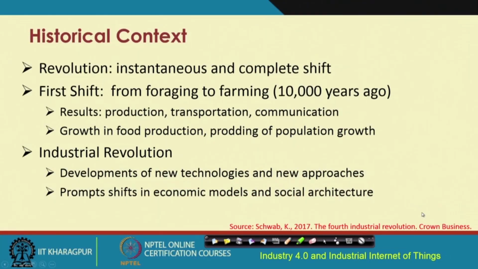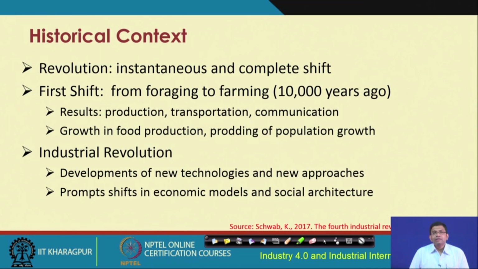So, revolution, as you know, the English meaning of this term is basically some kind of shift, some abrupt change that is required in order to transform the way things have been happening to something which is completely different, an abrupt change in the way things are being done. So, that is the revolution.